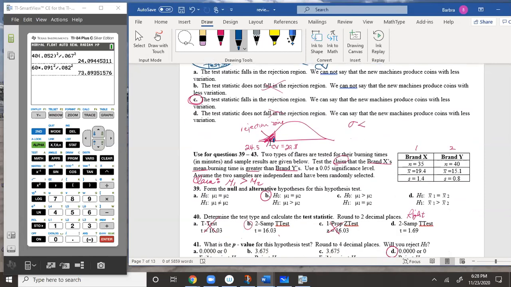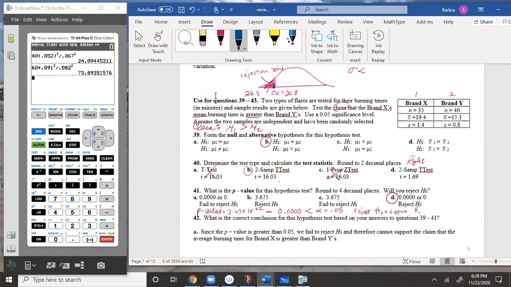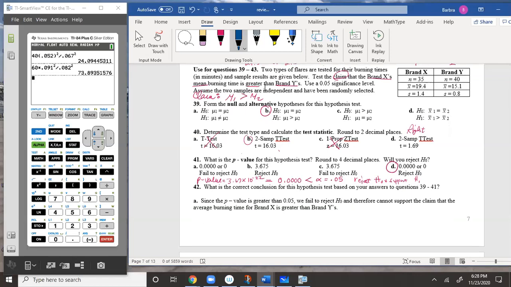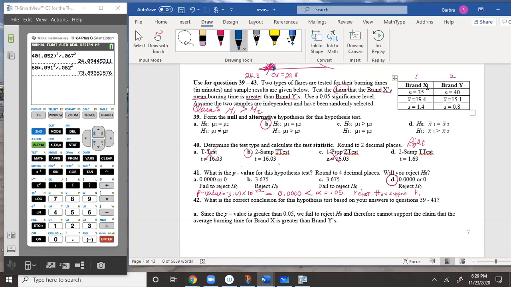All right, the last kind of test we did in section 9.3 was over two sample means, where you get two samples, brand X, brand Y here. Two types of flares are tested for their burning times in minutes, and sample results are given below. Test the claim that brand X burning time is greater than brand Y. Then use a 0.05 significance level. Assume the two samples are independent and have been randomly selected.